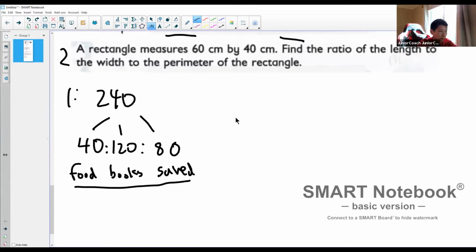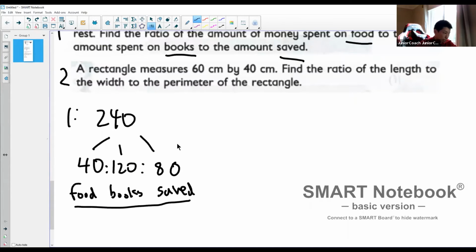However, that is not enough. We have to get a full answer to this. We have to simplify this. When we simplify it, we divide it by 40 and we get 1 to 3 to 2. Keep in mind you don't have to divide it by 40 immediately.